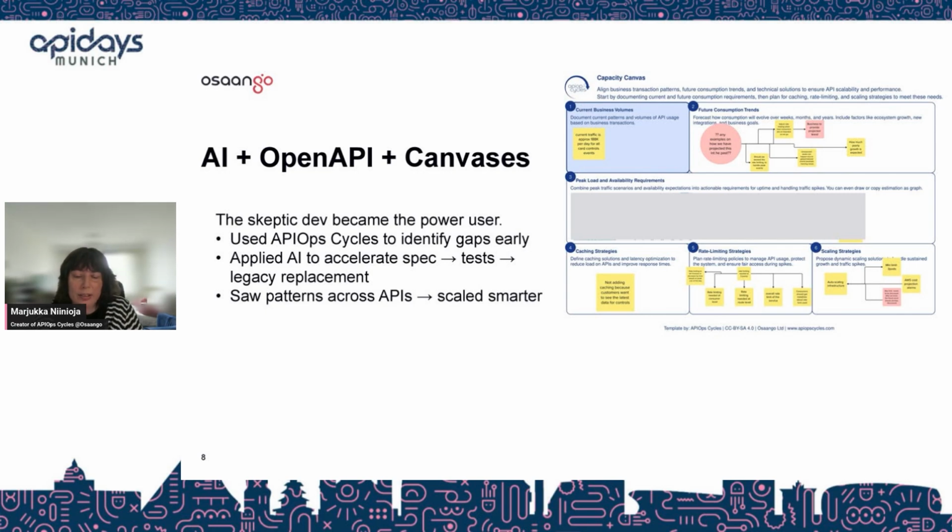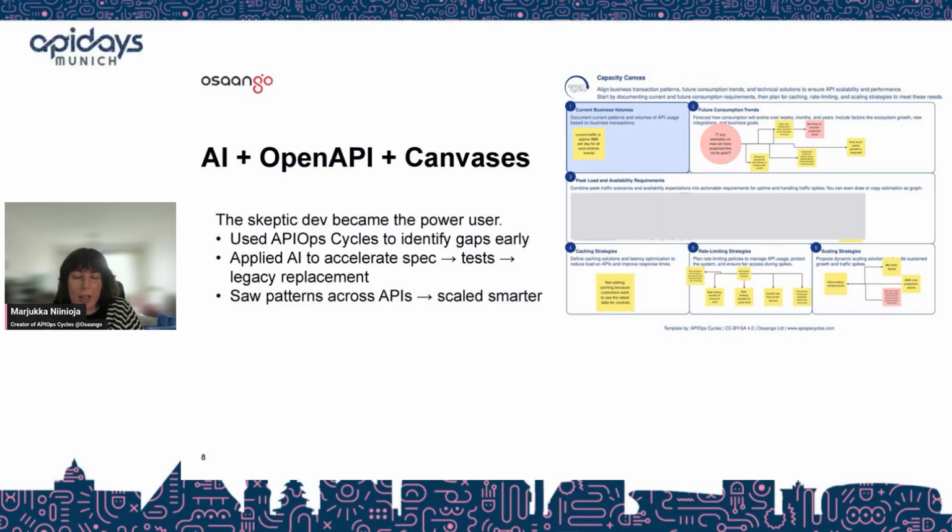Because with the API Cycles method, which is an open method that anybody can use, there are quite a lot of canvases and checklists and exit and entry criteria to different stages of API design and development. And even a skeptic developer in this third team's case was able to actually become a power user of API Cycles. So they were able to identify gaps in the requirements and in their understanding of the requirements quite early.